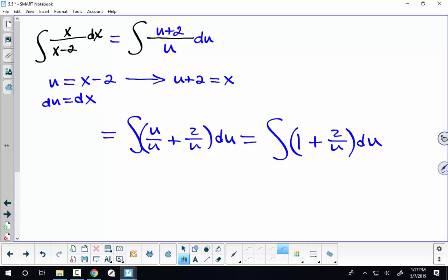So then we look at that and say, well, can I take the antiderivative of 1 with respect to u? Yeah. Can I take the antiderivative of 2 over u with respect to u? Can I do that? Yeah. So now we have something we can find the antiderivative of. With respect to u, the antiderivative of 1 gives us u. What's the antiderivative of 2 over u? 2 natural log absolute value of u. Right, that's just the natural log. The 2 is a constant. 2 natural log absolute value of u.